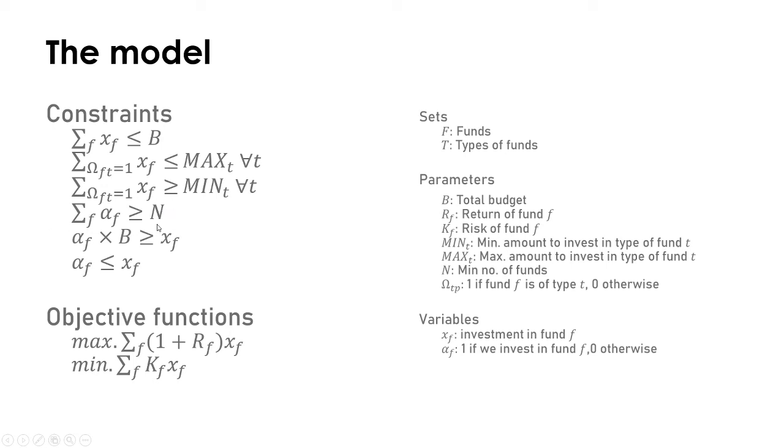And finally, we have the objective functions. This one, the maximization function, computes the revenue or the return, which is 1 plus the return times the investment we're making in that fund, which we want to maximize. And this one here minimizes the risk. KF is the parameter related to risk, and somehow that summarizes whatever we consider risk when investing in these funds.